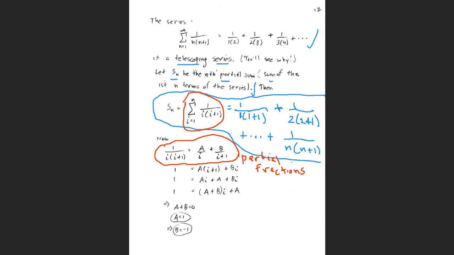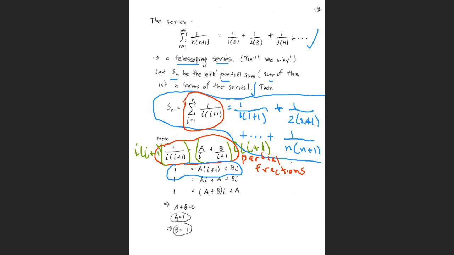Okay, and so what we're going to do, if you remember partial fractions, is multiply both sides of this by I times I plus 1, the common denominator. And then that's going to get me the second statement below, that 1 equals A times I plus 1 plus B times I.